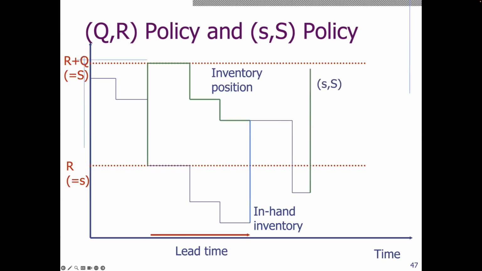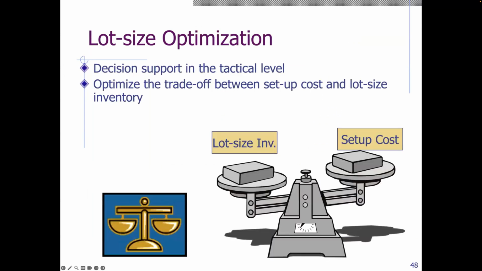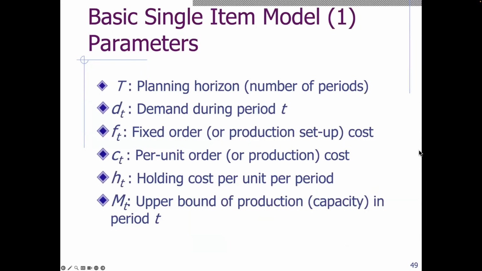The first model is the lot size optimization model. This model supports the decision maker at the tactical level and optimizes the trade-off between the setup cost and lot size inventory. This model can be seen as an extension of the EOQ model in which the customer demand is not necessarily constant. First I'll talk about the basic single-item model.